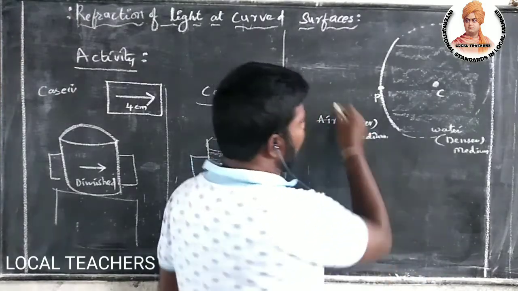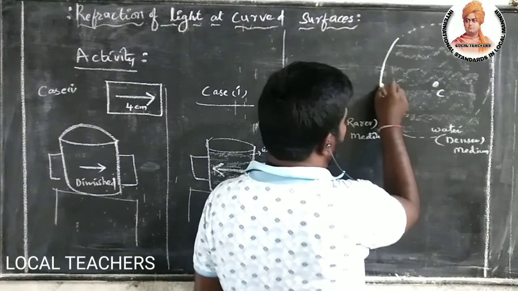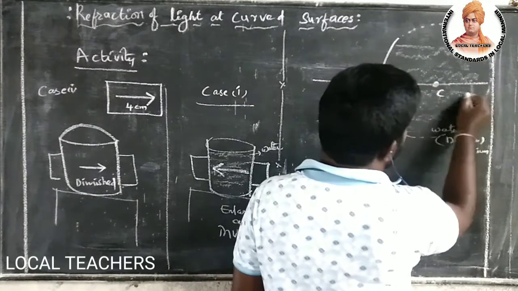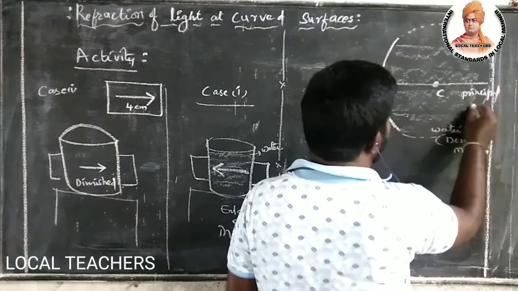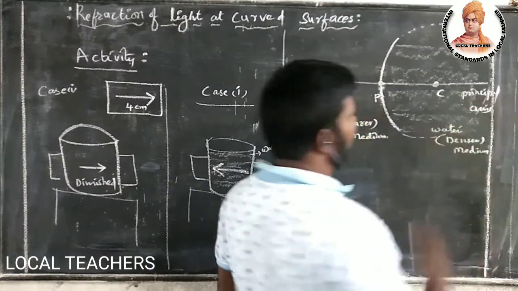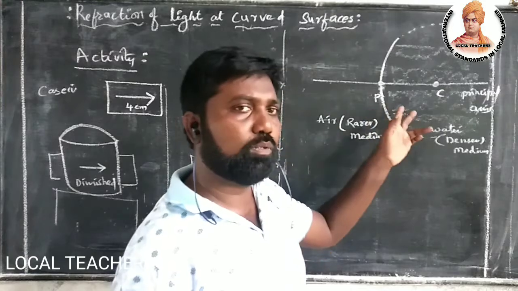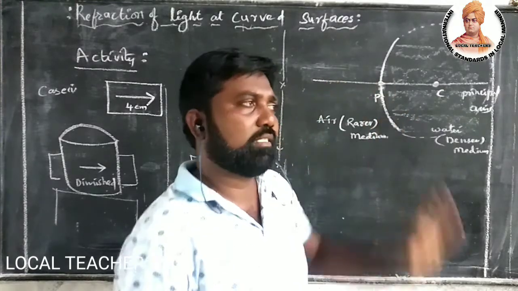Okay. If a line is drawn which passes through P and C, this is nothing but the principal axis. The line which passes through P and C is called the principal axis.